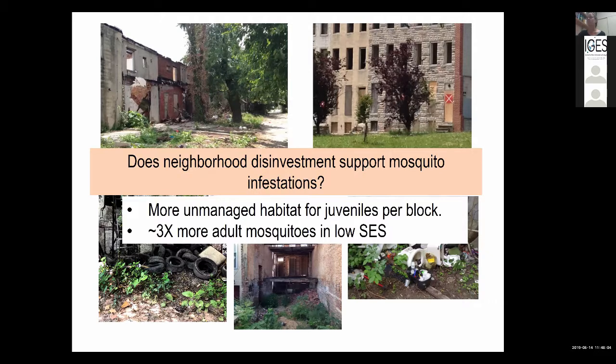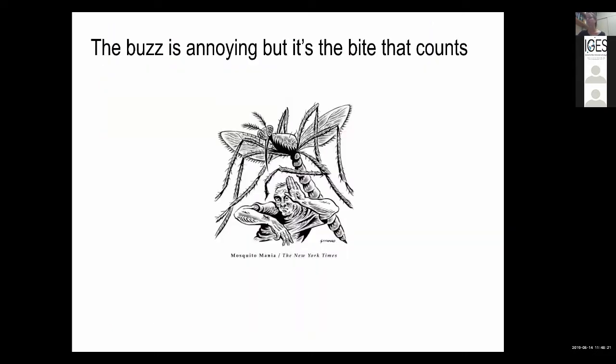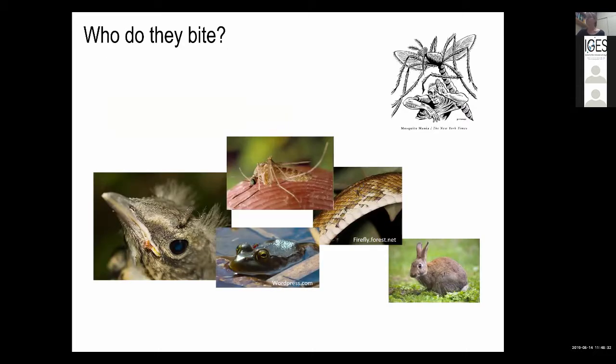So we know that more unmanaged habitat means more juvenile mosquito habitat and more mosquitoes, about 3 times more mosquitoes on average in lower socioeconomic neighborhoods. Finally, I just want to touch on these, and I'm not going to go into them too much, but mosquitoes are annoying, but if they're not biting humans regularly, then they're pretty much just annoying. And they do bite lots of different things.